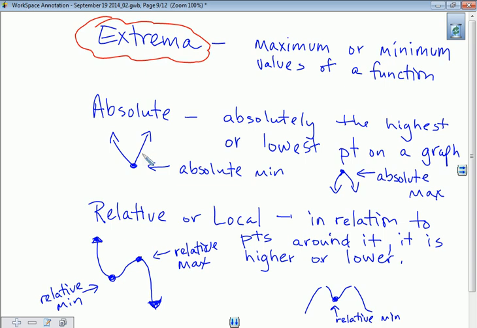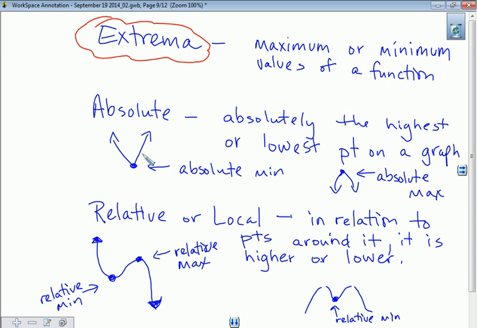Every absolute is relative. Not every relative is absolute. After this unit, we're going to kind of stick with relative. Whenever they ask you for extrema, they're talking about relative. Right now, we're going to label them as absolute versus relative.